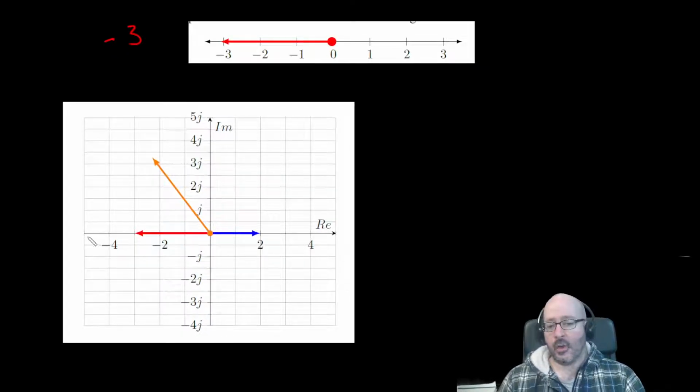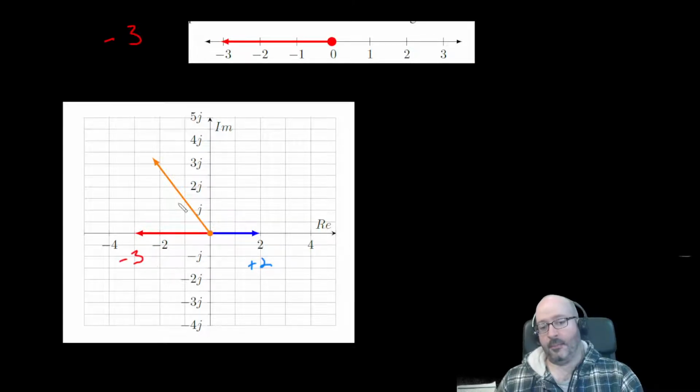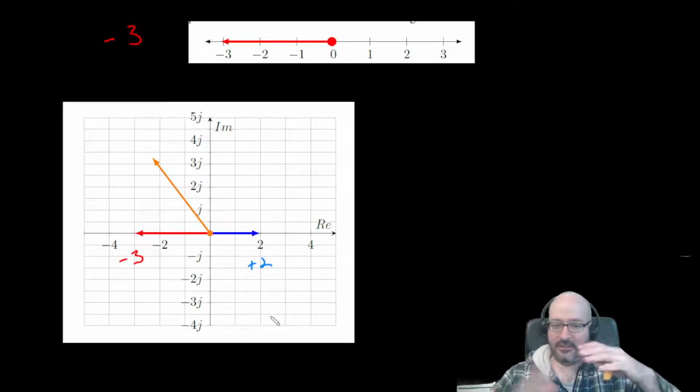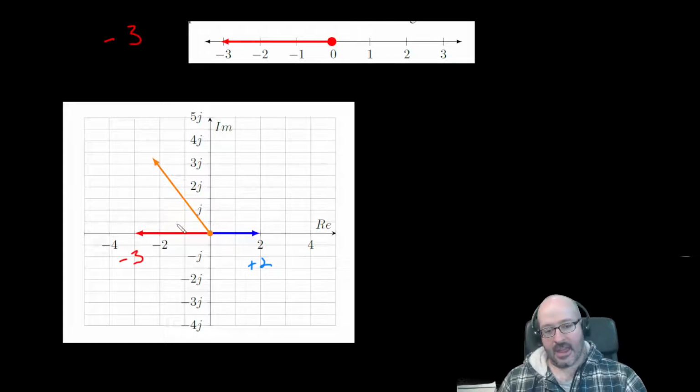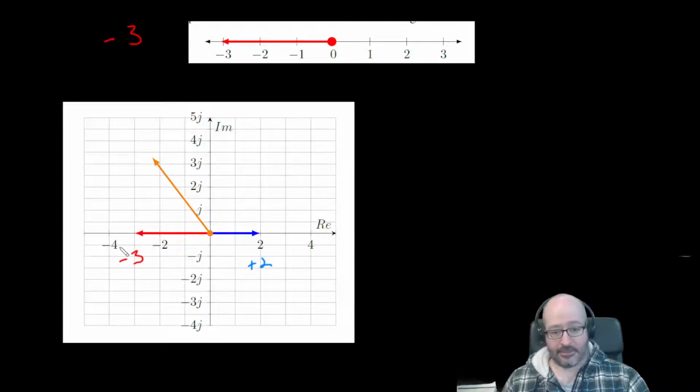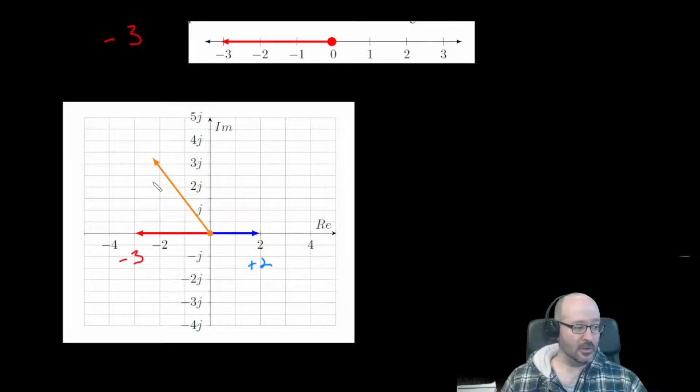So we still have that number line. I can still find -3, just like I did up there, or I can find +2. So let's say this is +2, and this is -3 over here. But what do I do with this orange one? How do I locate that point now that I have this 2-dimensional area? There's a couple ways to do it, but we need the distance from the origin and we need the direction. Those are the two important things that we're going to dig into.